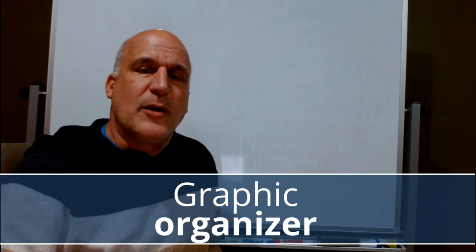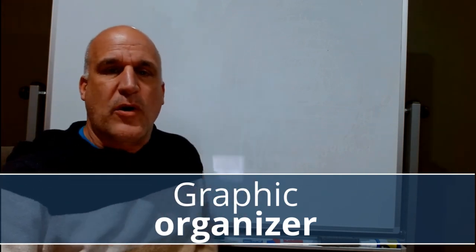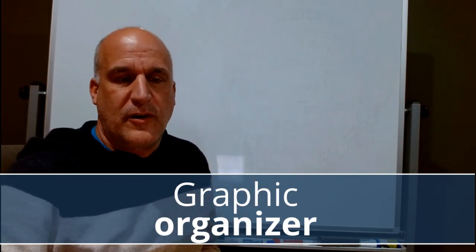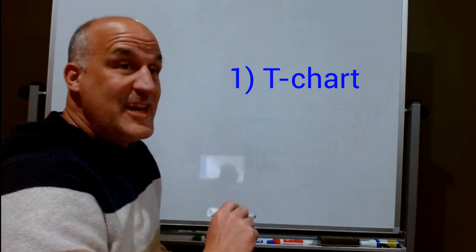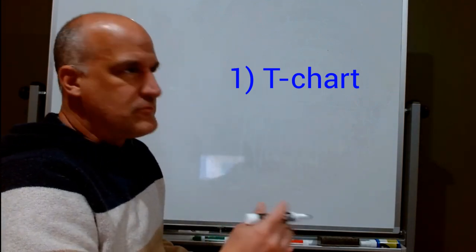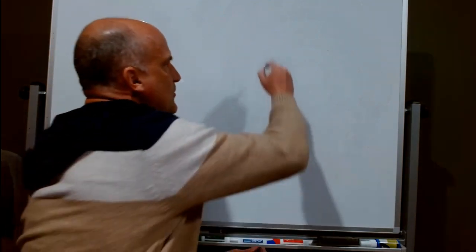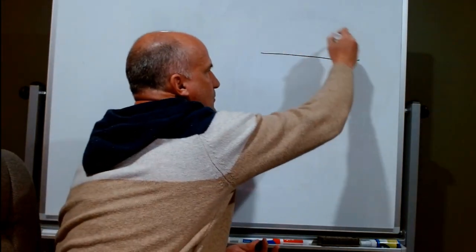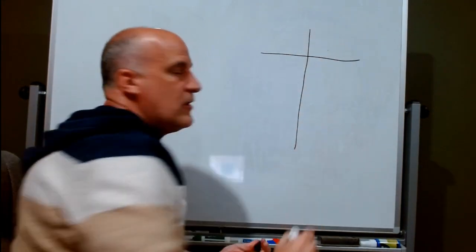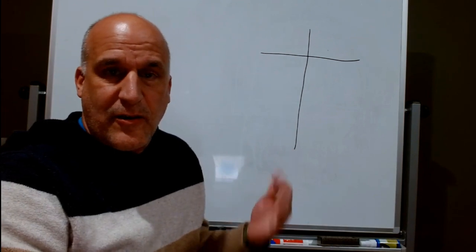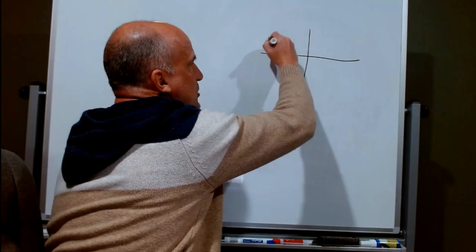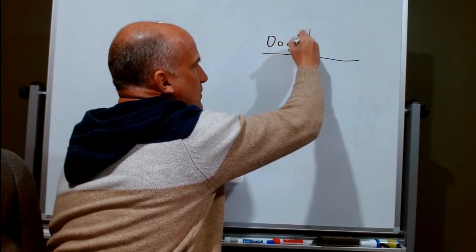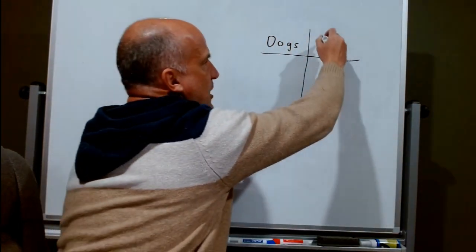So I'm going to talk about 10 different graphic organizers that you might want to consider using when it comes to working with your students. The first and most obvious one is known as a T-chart. The T-chart, just like its name, is fairly simple. So it's a T, like you see right here. And so you have two sides to this. On this one, you might put dogs. And on this one, you might put cats.